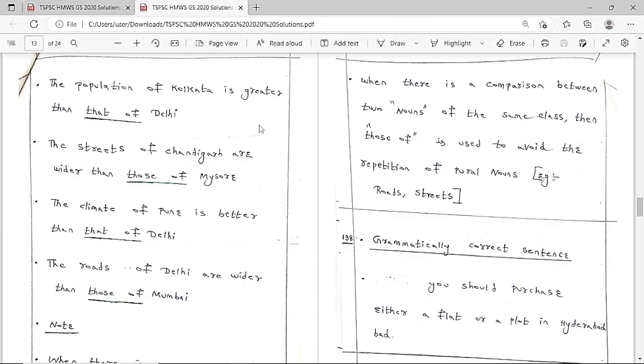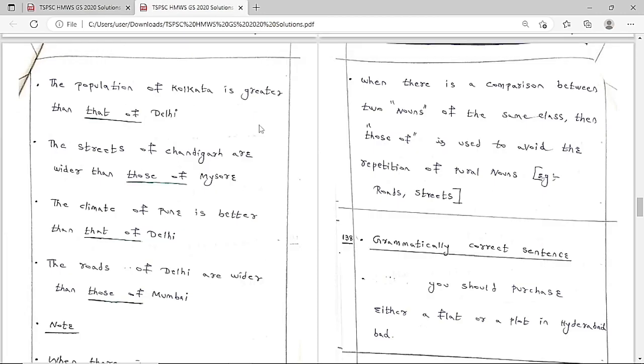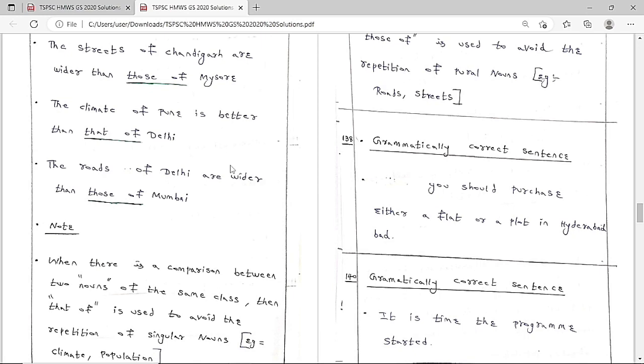So finally, I can say, the population of Kolkata is greater than that of Delhi. The streets of Chandigarh are wider than those of Mysore. The climate of Pune is better than that of Delhi, and the roads of Delhi are wider than those of Mumbai. So what is the note here?